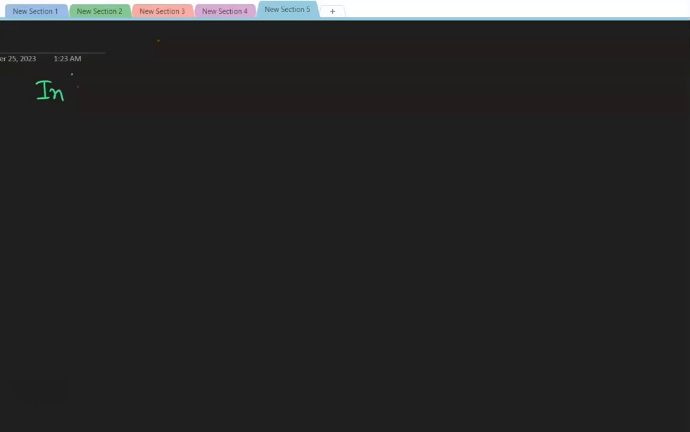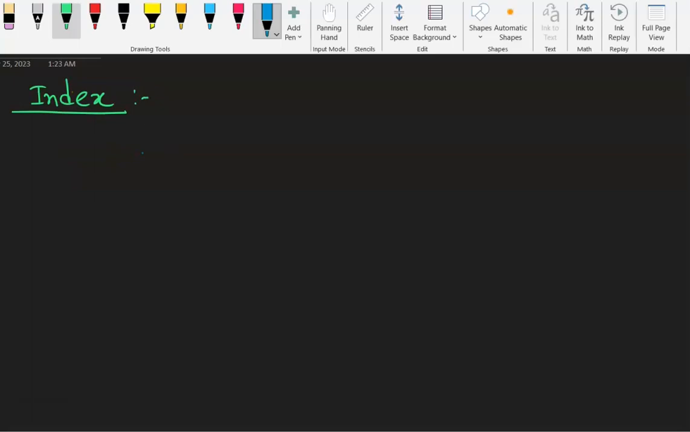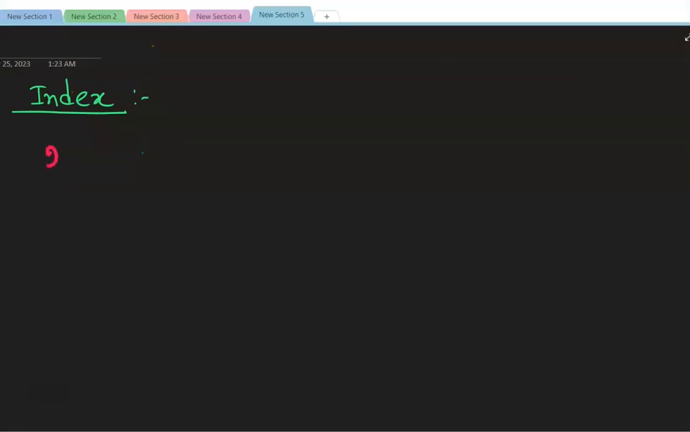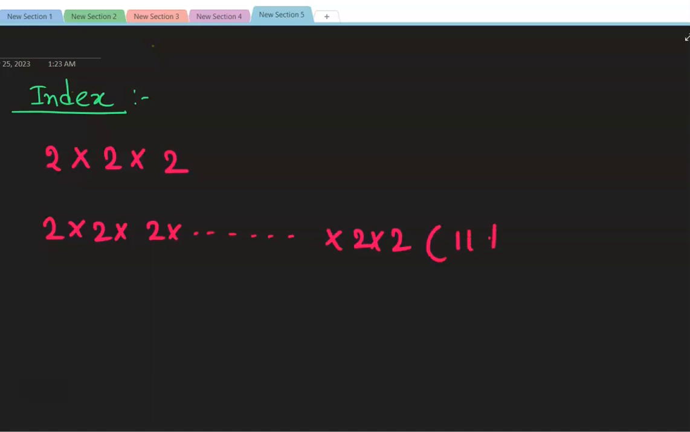What is an index? So if someone asks you to multiply 2 3 times, you can write this as 2 into 2 into 2. But if someone asks you to multiply 2 11 times, and you write this as 2 into 2 into 2 like this 11 times, that will take much space and time. So this is not feasible.